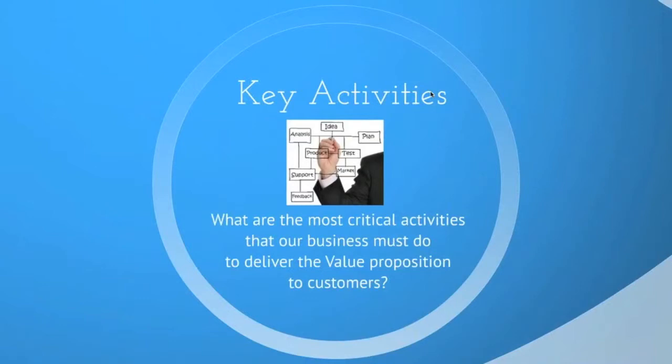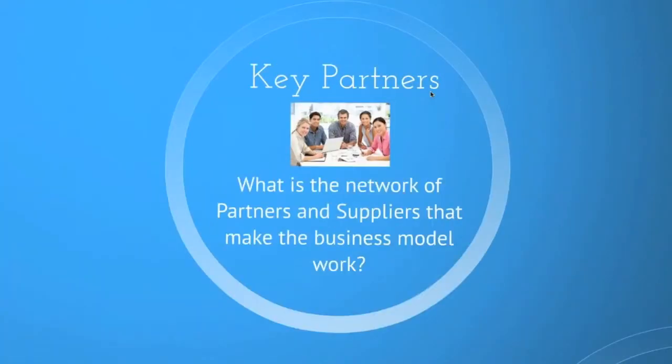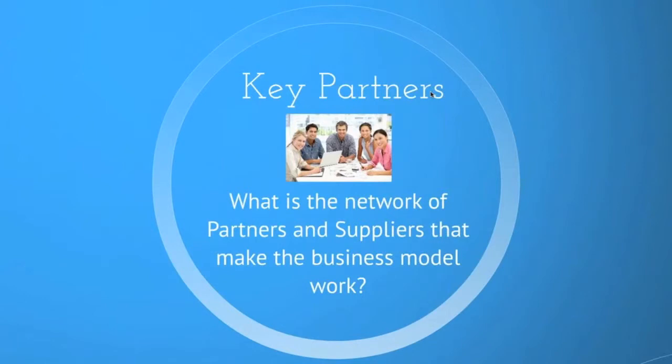Once we define those key activities, the logic flows. We've got those key activities. Who are some of the key partners? What's the network of partners and suppliers that make the business model work? Who are the people and the other businesses that we need to partner with? These are necessarily external to our business or our department, or whatever we're doing this on. So who might they be?